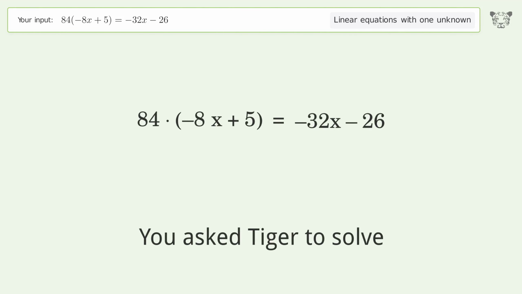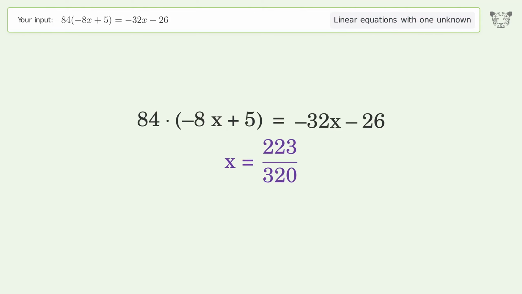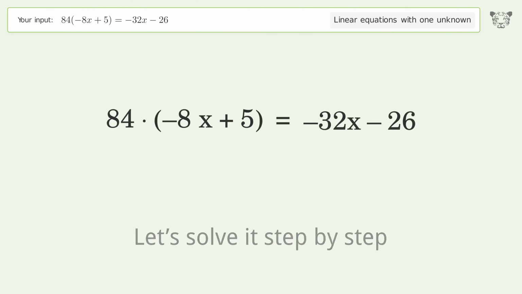You ask Tiger to solve. This deals with linear equations with one unknown. The final result is x equals 223 over 320. Let's solve it step by step.